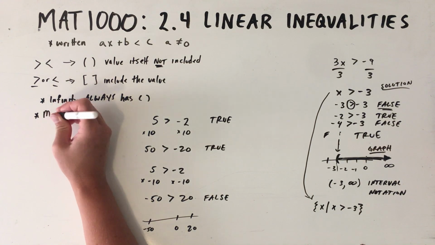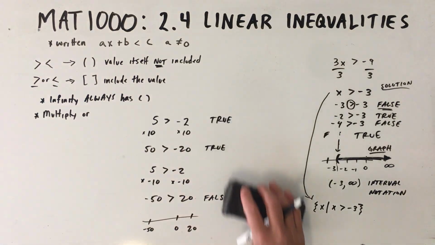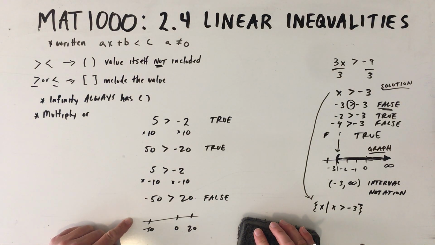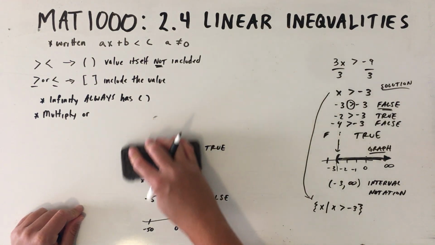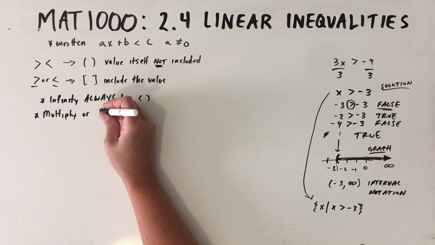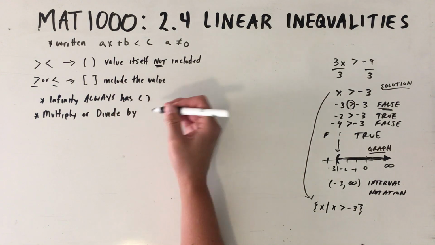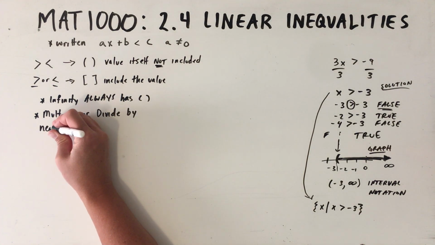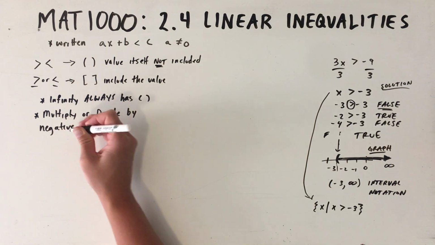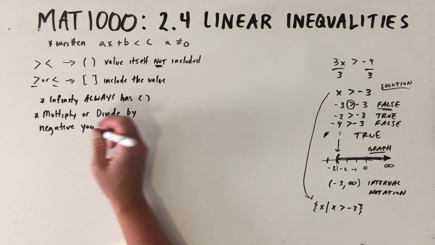If you multiply or divide by a negative, you have to flip the sign. And this is why, because it's no longer true. Okay, so I can multiply and divide by positives, but not by negatives. If I do negatives, then I have to flip the sign. You must flip the sign.